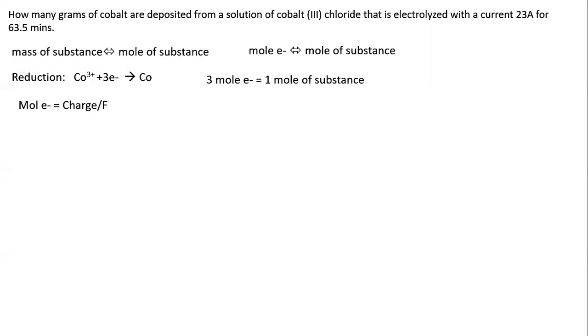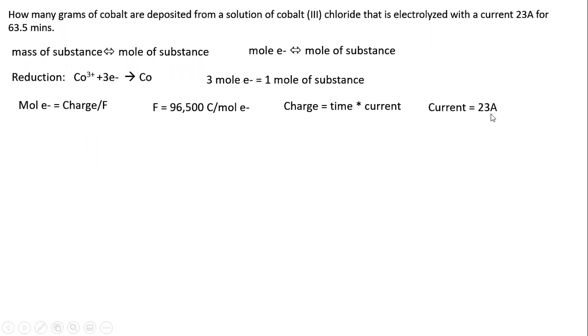So once we find the moles of electrons, we can find the moles of substance. To determine the charge, we need to know the time times the current. Now remember, current is coulombs per second. So time has to be in seconds when determining the charge.